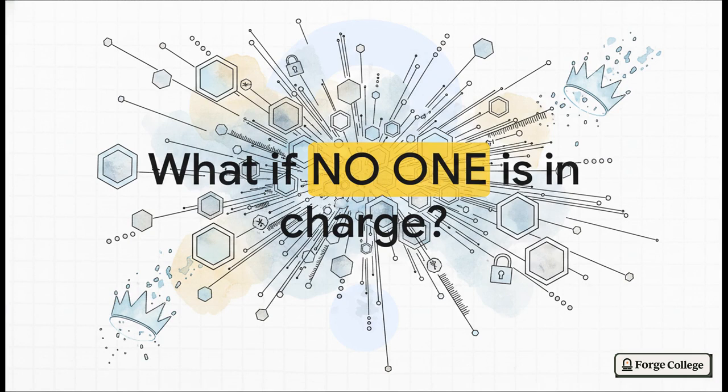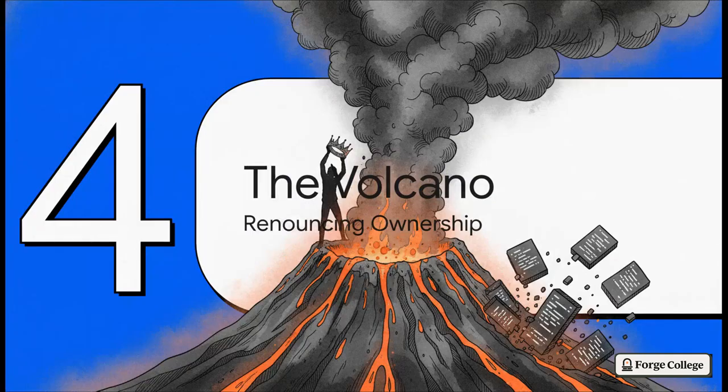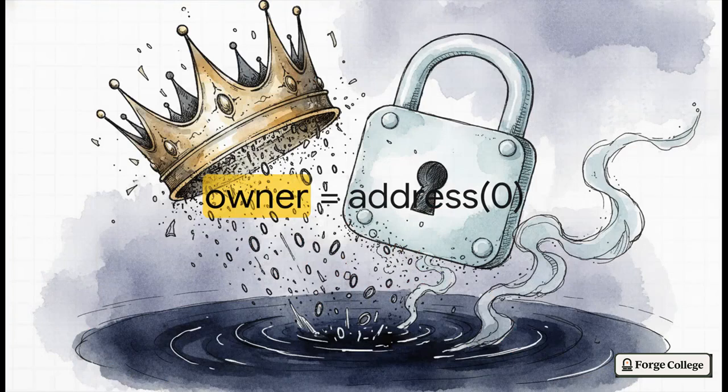But what if your ultimate goal is true decentralization? What if the protocol is completely finished, the rules are set in stone, and you want no one to be in charge ever again? That brings us to Section 4, the volcano, renouncing contract ownership. Welcome to the volcano. This is, without a doubt, the most dramatic mechanism in smart contract ownership, renounce ownership. It's the digital equivalent of hiking up to a bubbling caldera and just hurling the crown straight in.